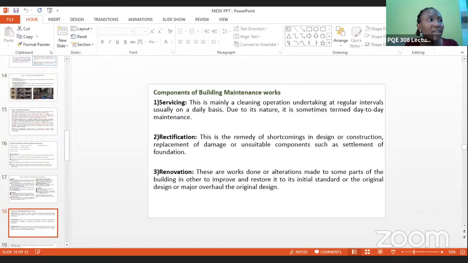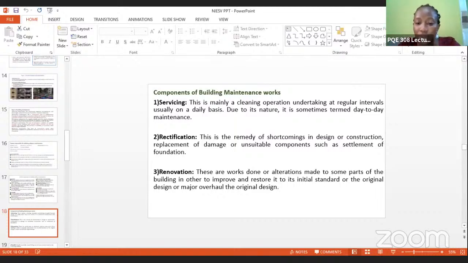So servicing means a building that they've been living in, and the day-to-day activities that you do, that is servicing. While rectification is the remedy of shortcomings in design. That is, a new building, after completing a building, you might still see some things that are not supposed to be. So you try to rectify before you now allow occupants into that particular building. That is rectification.